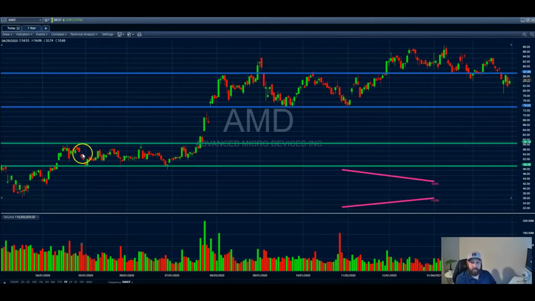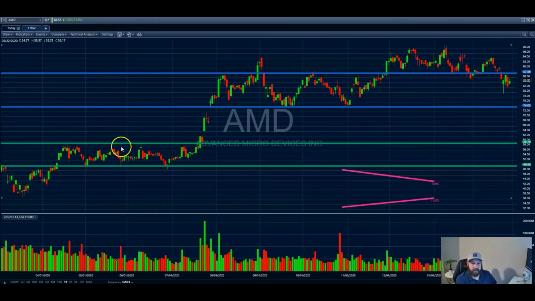You can buy on support and sell up at resistance and trade within. I am looking for the breakouts of these channels or wedges or triangles, the breakout on these consolidations, and I'm looking to capture this move right here.